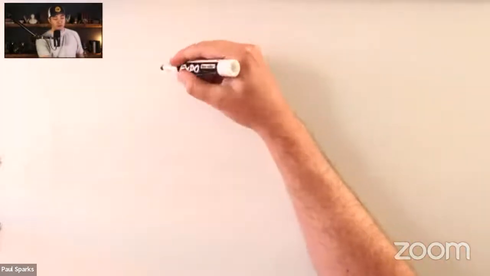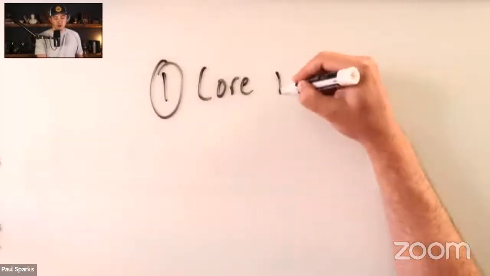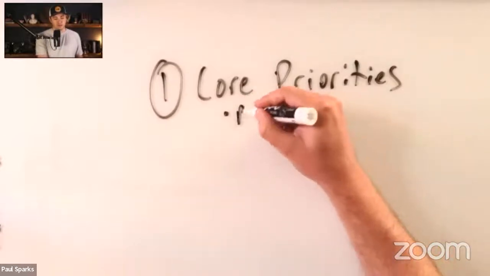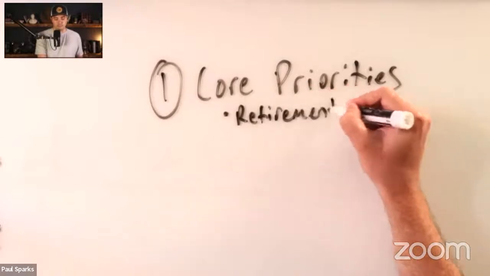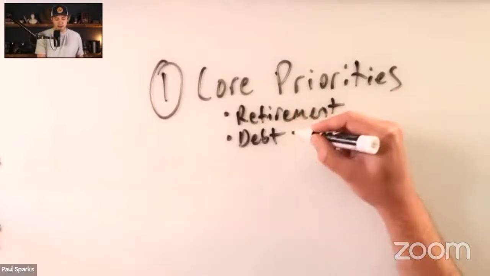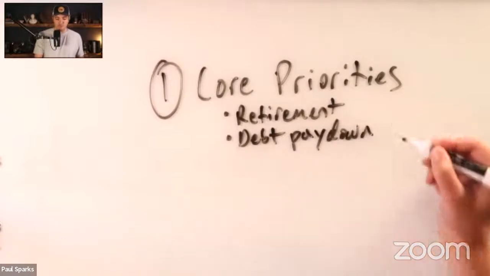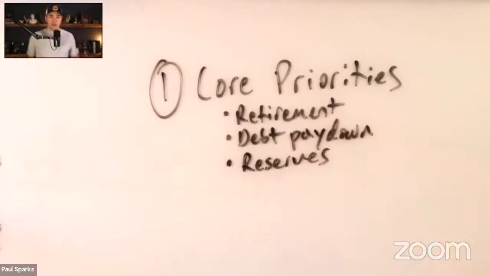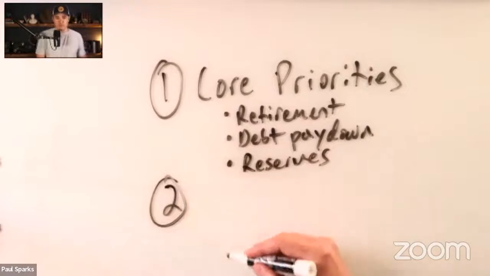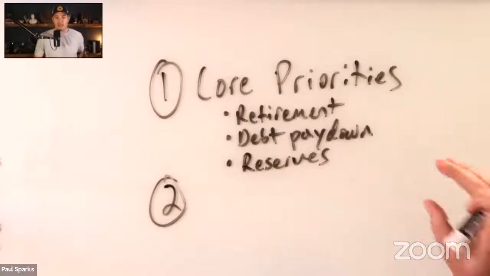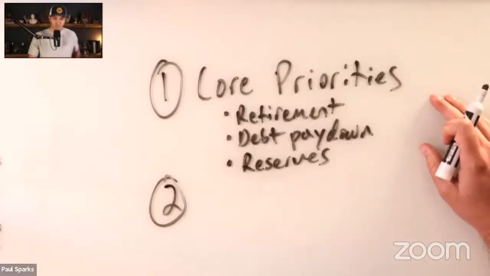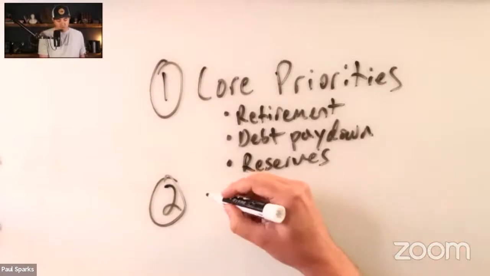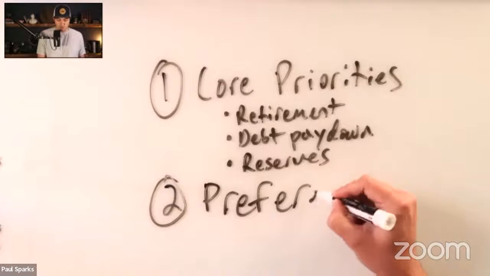It breaks into 2 categories. Number 1, you have your core priorities. These are things like retirement, debt pay down, right? You want to pay off your houses, you want to pay off your cars, all these things. And then maybe reserves, cash that you have in your bank. So core priorities make up the things we have to pay for in order to live, right? How much money do we need to live off of? Number 2, the second category, are preferences.